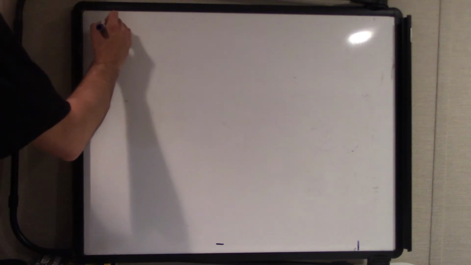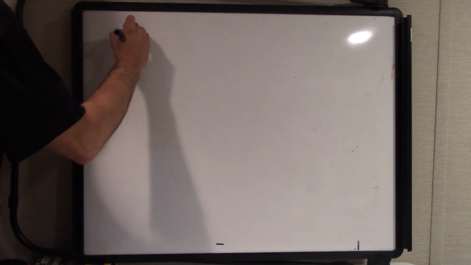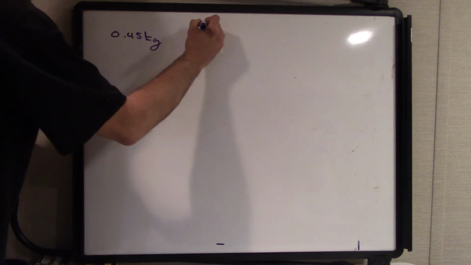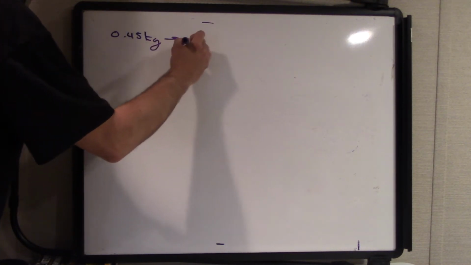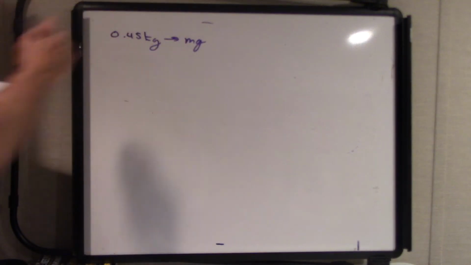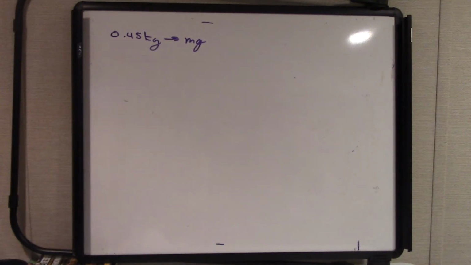Next one we want to do is a metric to metric conversion. And in this metric to metric conversion, what we wanted to do is change kilograms. So we had 0.45 kilograms, and we wanted to change that to milligrams. That was our goal. So here, this is a metric to metric conversion.